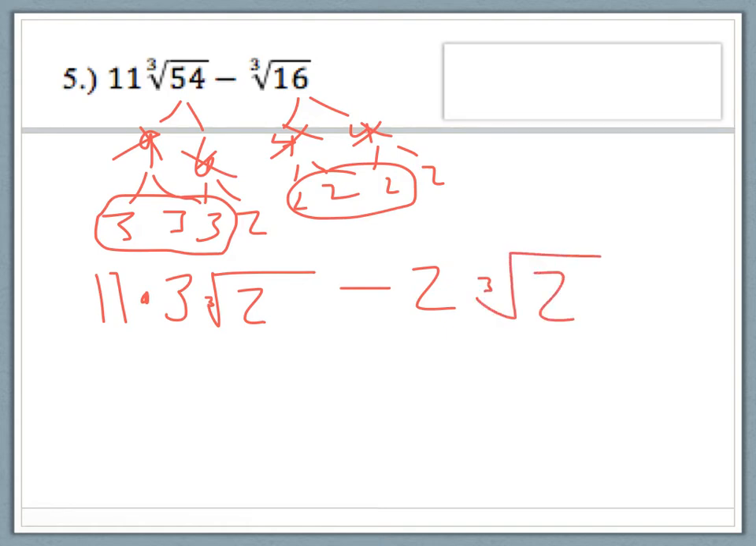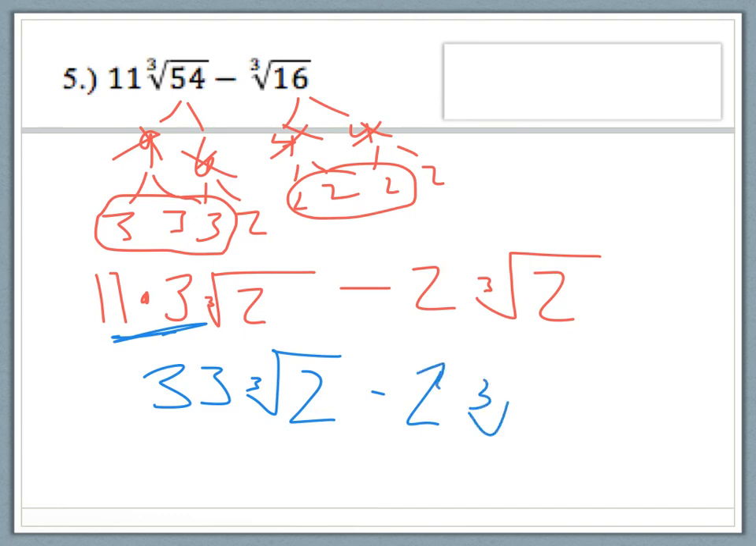Now that I have matching cube root 2's, now I can go ahead and subtract. But before I do that, I need to simplify this guy right here, which is going to be 33 cube root 2. So if we ever have two numbers that are on the outside, we multiply them. Same thing on the inside. If we have two numbers, we just multiply them. Okay, so minus 2 cube root 2. Now we can go ahead and subtract. So 33 minus 2 is 31, and then it's just cube root 2.